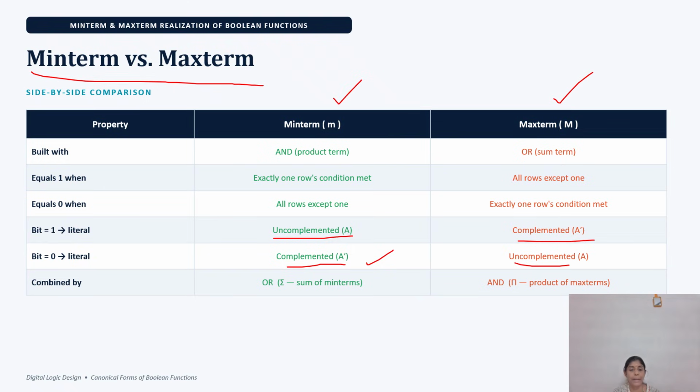Okay, combined by. So here how are you combining? You are combining by OR. Please remember this. Minterm we used to call as sum of products. By next class I will tell you how you have to do that. It is a summation. Okay. So combined by OR, sum of minterms. Maxterm we are calling a product, so you have to use the pi symbol. That is the AND product. Okay. Right.